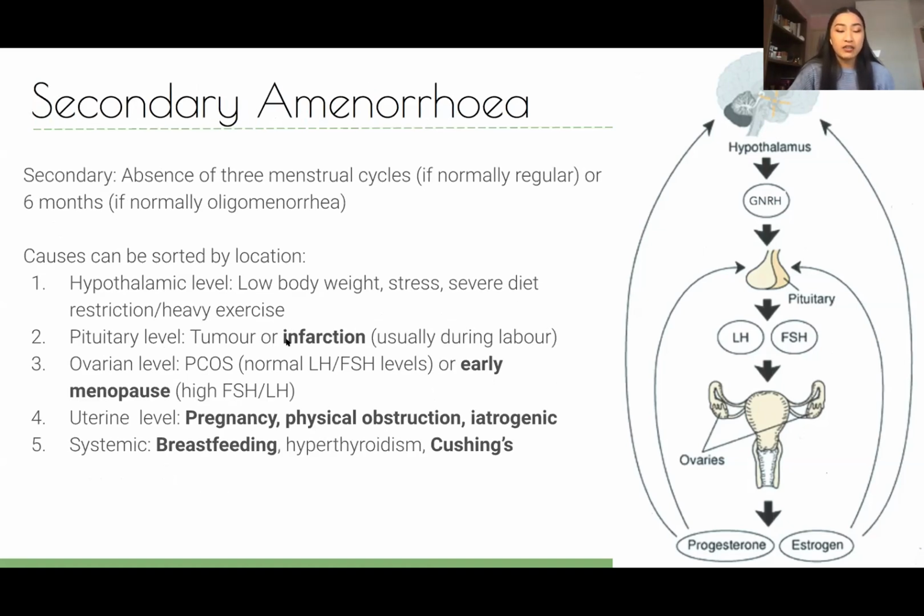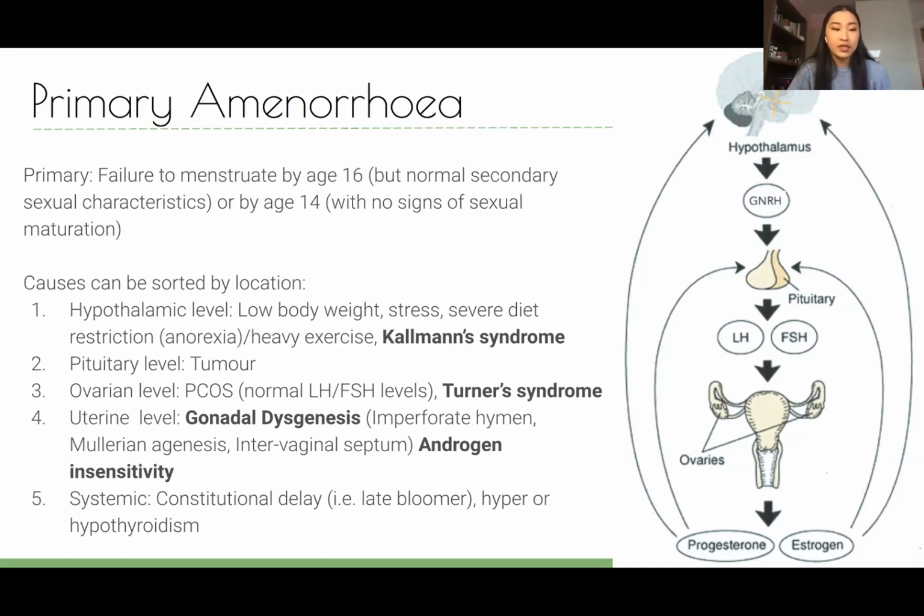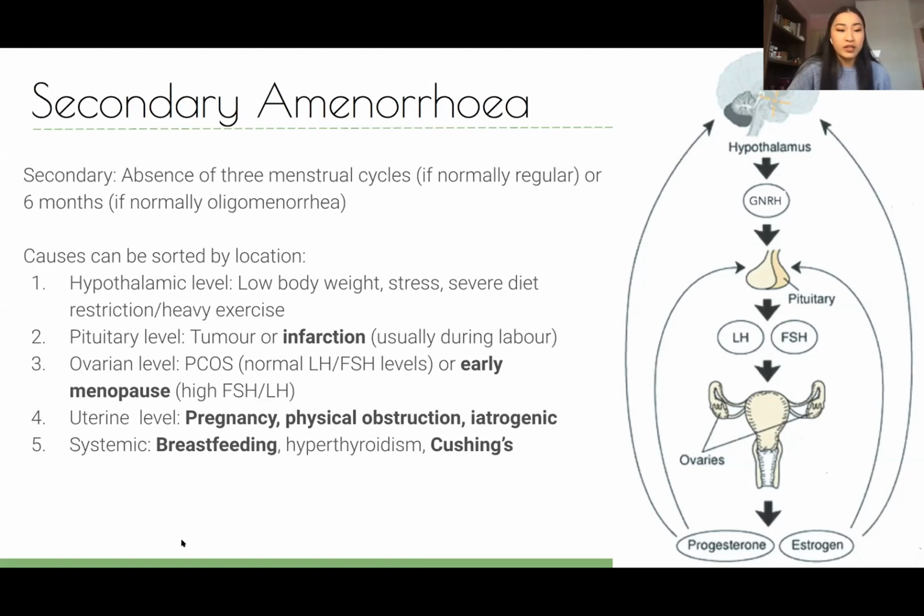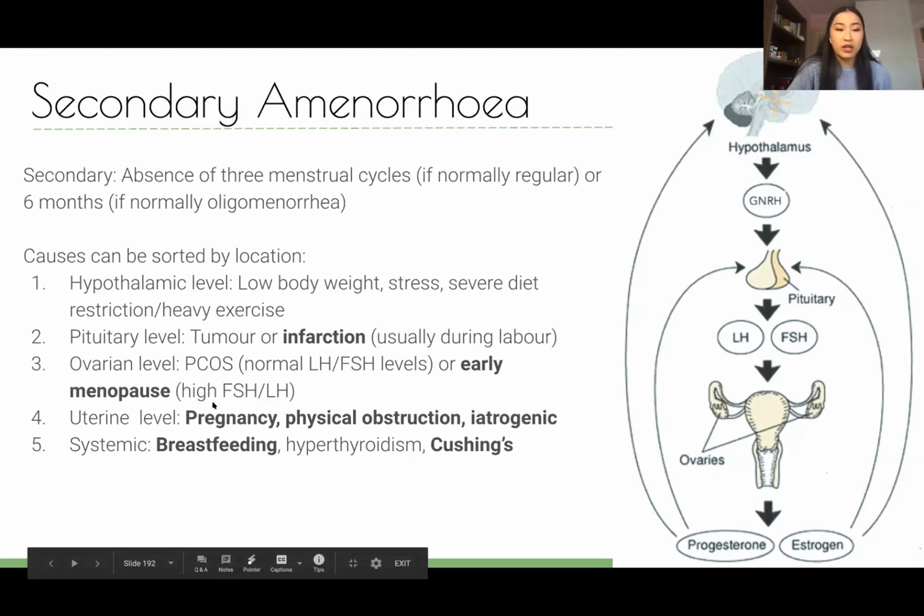Again, this can cause primary or secondary amenorrhea. But for secondary, you also want to think about infarction, typically happening during labor. The classic story is someone who's just given birth and then after their baby, they just don't recover a period, because they've had some pituitary infarction, hypotension during their pregnancy. At the ovarian level, PCOS is the cause. If it's primary, you've got to think about congenital things like Turner's syndrome. For secondary, it's more thinking about early menopause.